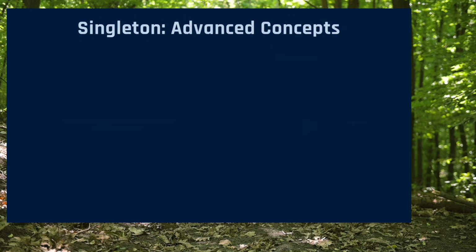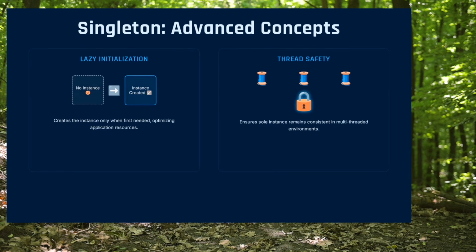To mitigate drawbacks, consider lazy initialization and thread safety. Lazy initialization means creating the instance only when first needed, optimizing resources. While thread safety prevents issues in multi-threaded environments, always evaluate if a singleton is necessary, as overuse can lead to less flexible and maintainable code.